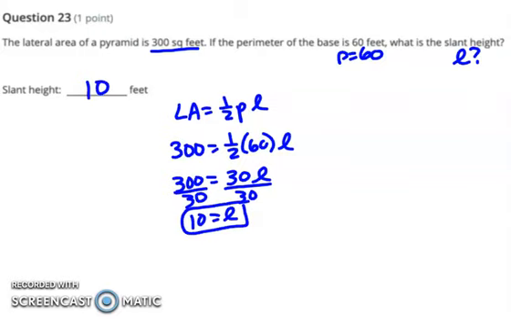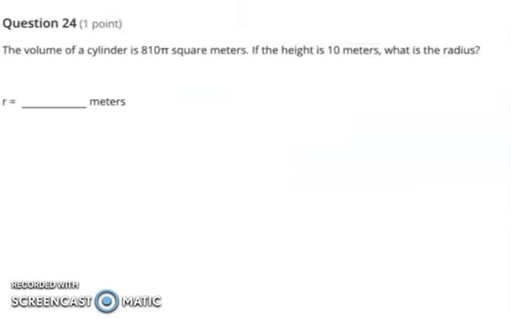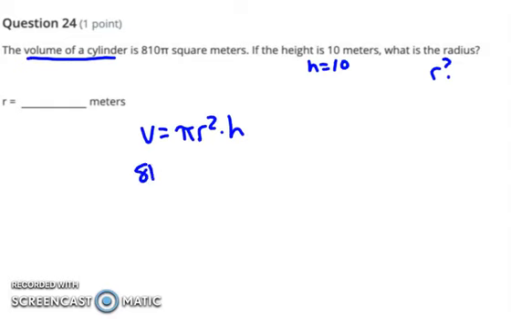Question 24, which I believe is the last one. Yeah, last problem. The volume of a cylinder is 810 pi square meters. If the height is 10, what is the radius? So radius is the question. So they have volume of a cylinder. The formula for that is pi r squared times h. So it's another one of those work backwards. We know that the answer for volume is 810 pi.